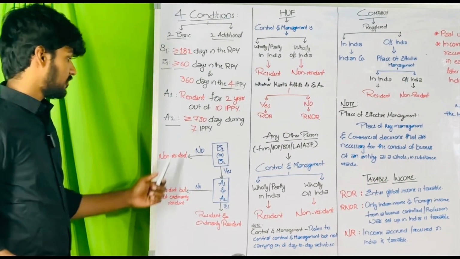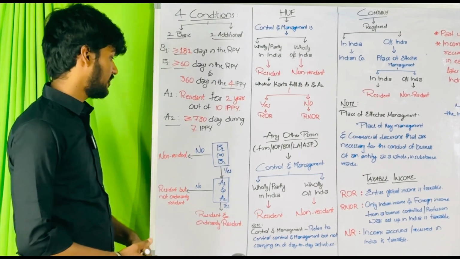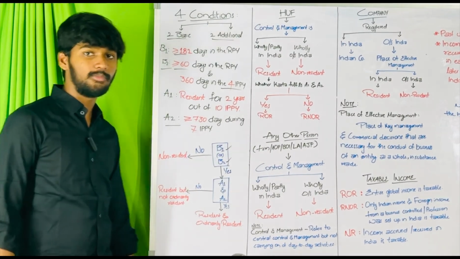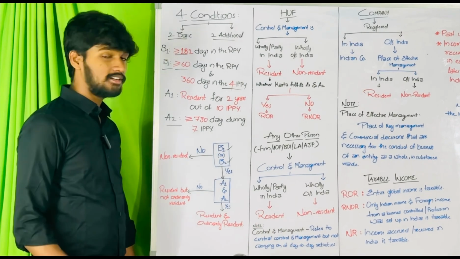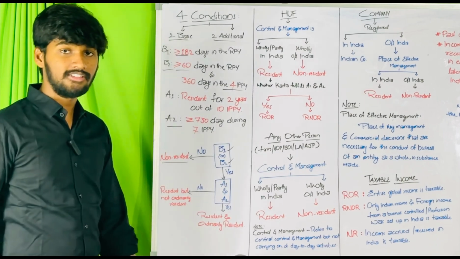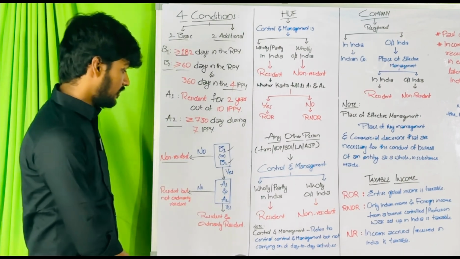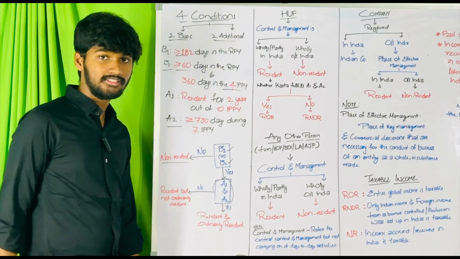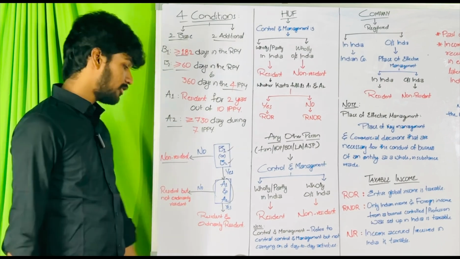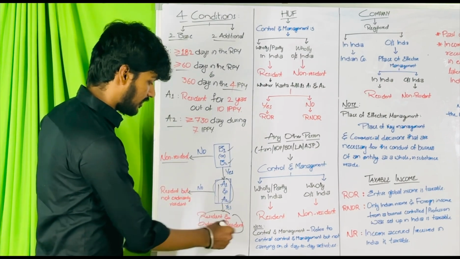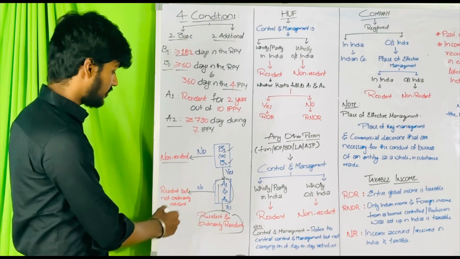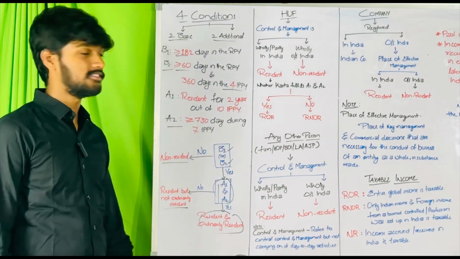So the chart for determining the residential status is: the person must satisfy any of the basic conditions, either basic condition 1 or basic condition 2. If the person does not satisfy any of those basic conditions, then he is considered to be non-resident. But if the person satisfies any one of the basic conditions, then we have to check additional conditions 1 and 2. The person must satisfy both the additional conditions. If the person satisfies both the additional conditions, he is resident and ordinarily resident. But if he does not satisfy the additional conditions, he is considered to be resident but not ordinarily resident.